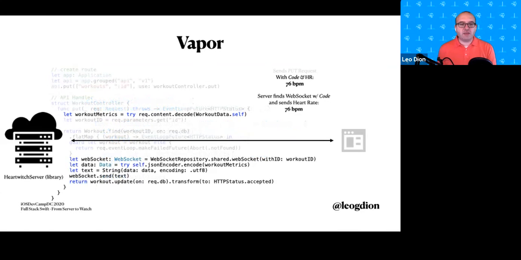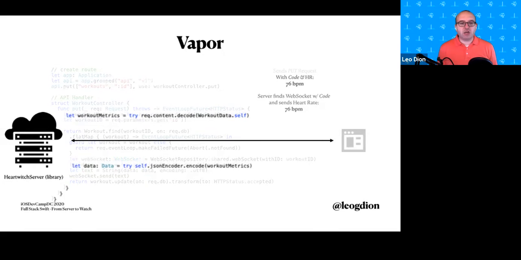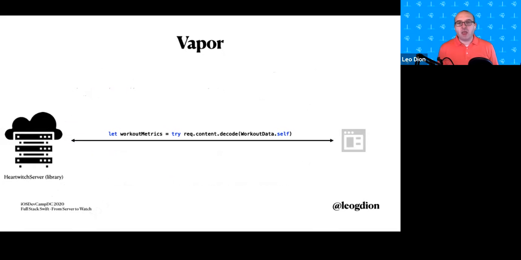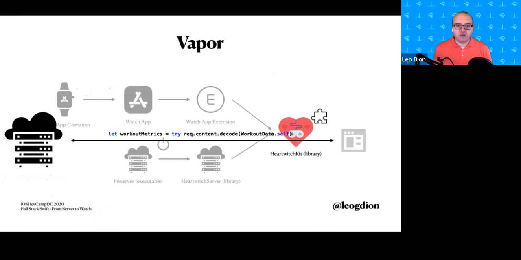And then here's where we take that WebSocket, assuming we found it, and we go ahead and send the JSON off to it. I want to specifically talk about these components here, the workout data. This workout data here is actually shared throughout both the watch app and the server. And I think this is really where the most powerful piece about full stack Swift comes in, because you can now create a structure of some type and share it both on the server and on the client itself, whether that's an iOS application, a watchOS, or a macOS application.